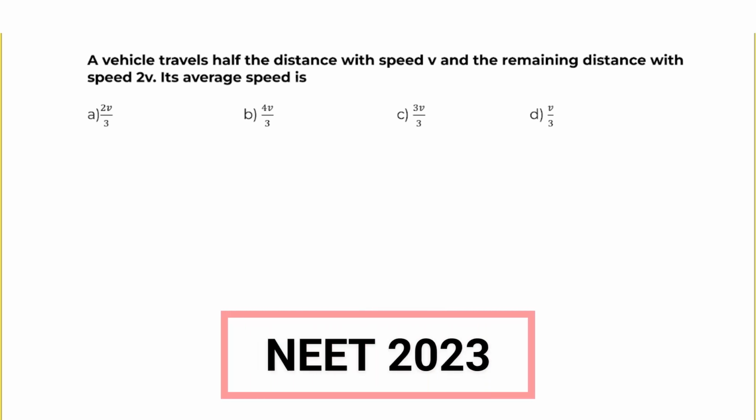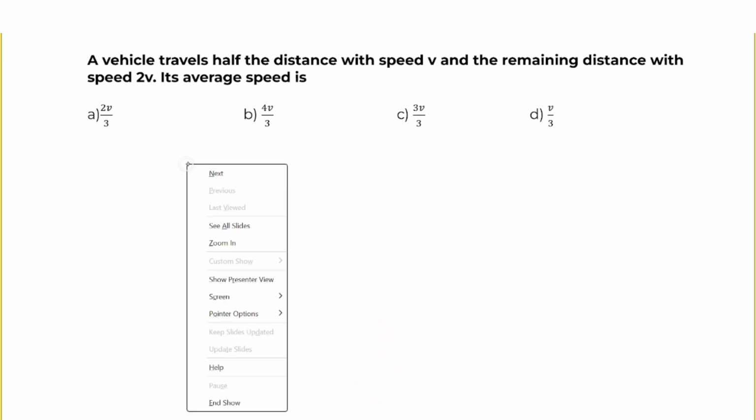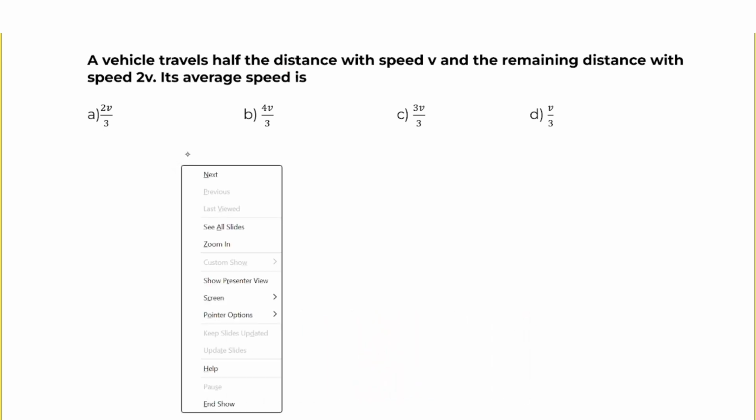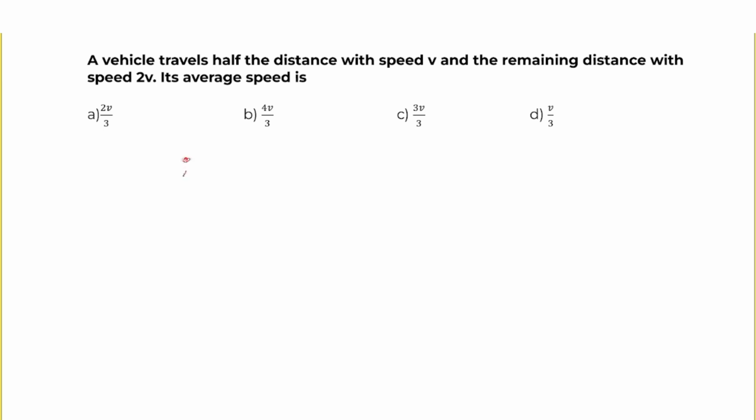So the question says a vehicle travels half the distance with speed v and the remaining distance with speed 2v. So if it is going from any point A, let me just write here A and B. Half the distance it is going with speed v, another half it is going with 2v. You have to calculate the average speed.